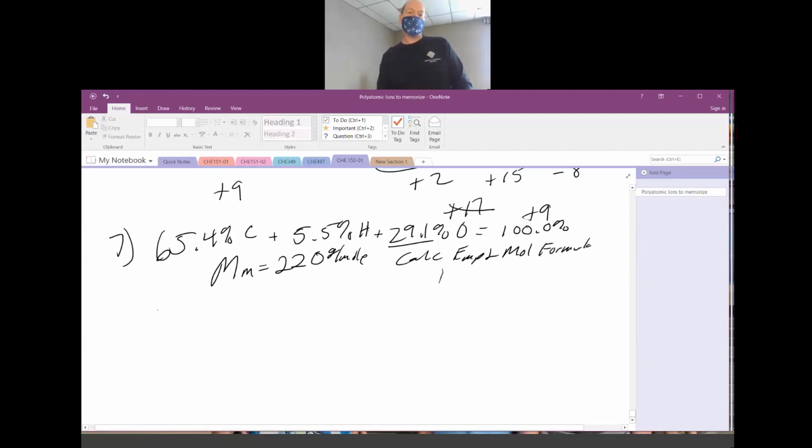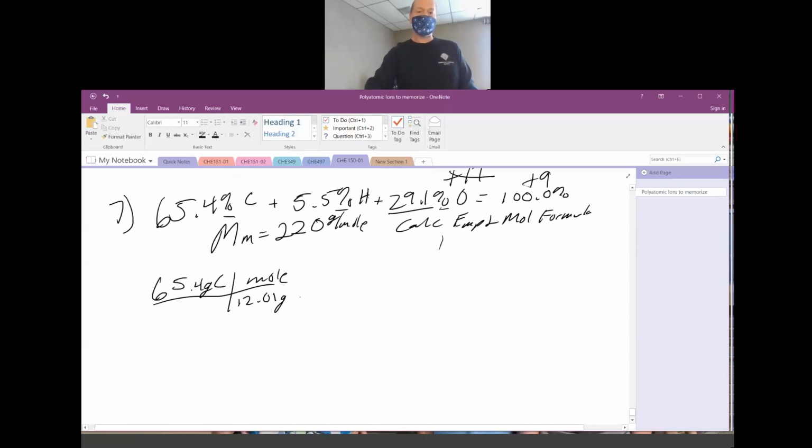All right, so step one, you can assume any size sample you want. The easiest one is a 100-gram sample. All percentages are by mass. Unless otherwise stated, every percentage is by mass. So if you have a 100-gram sample, you got 65.4 grams of carbon. Convert that to moles, 12.01 grams per mole. All right, you got 5.5 grams of hydrogen in this 100-gram sample.